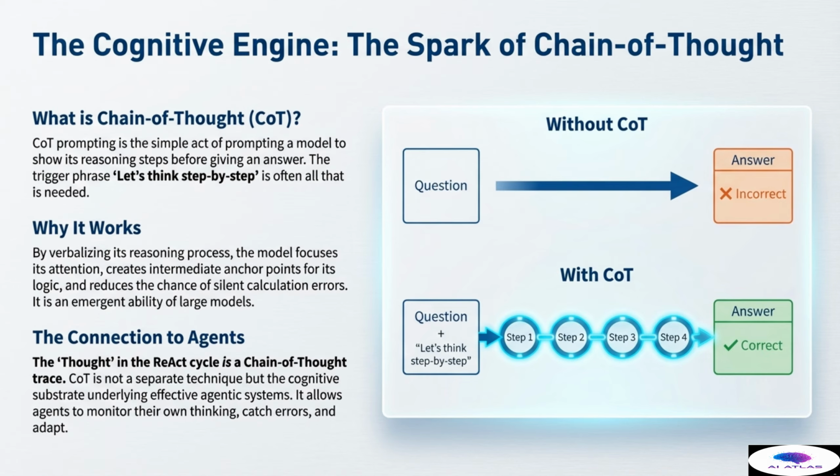CoT is not a separate technique from agents, but rather the cognitive substrate that makes effective agentic systems possible. It allows the agent to monitor its own thinking, catch errors early in the cycle, and dynamically adapt its plan, justifying the name reason plus act.